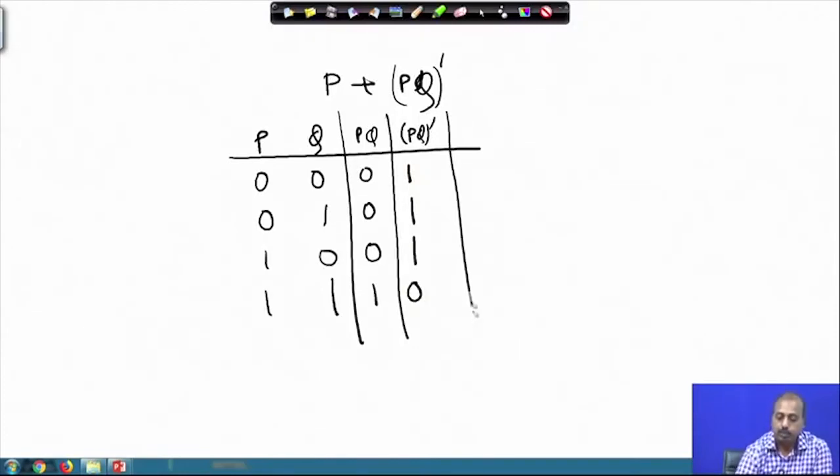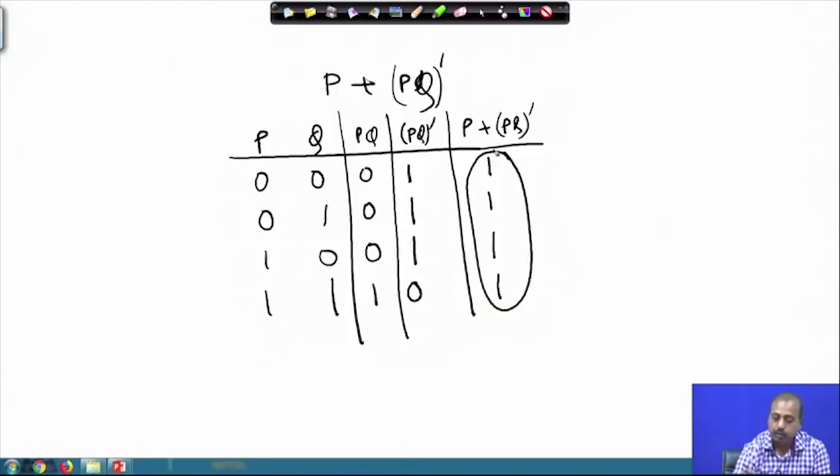So, what is p plus p q bar? So 0 1, this is 1, this is 0, this is 1, OR of them. So this is also 1, this is 1 and 1, this is 1, and here p is 1 and p q bar is 0, but there is an OR function, so that is 1. You see that this is a tautology, because at the output column it is always 1; it does not depend on the values of p and q.